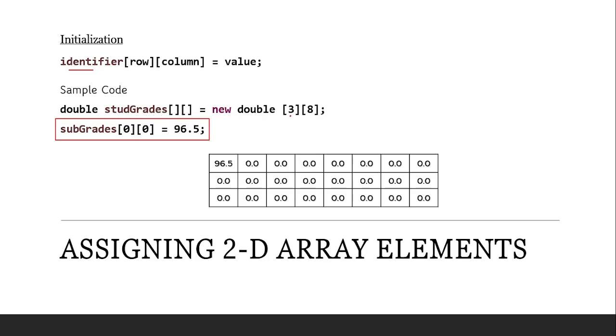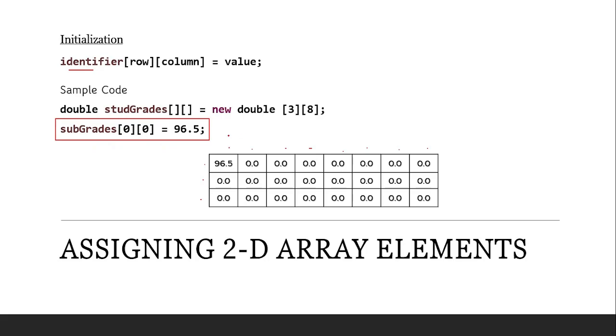There are 3 rows and 8 columns. So, 1, 2, 3, 1, 2, 3, 4, 5, 6, 7, 8. So, tama, 3 rows and 8 columns. Length, sa length.